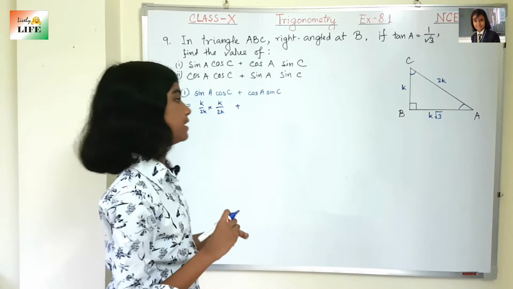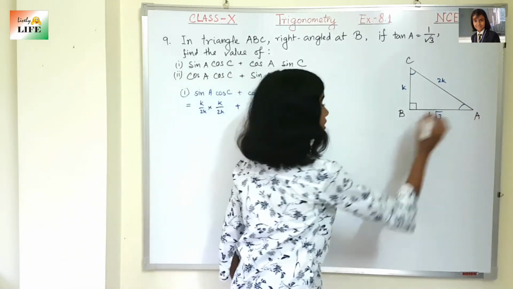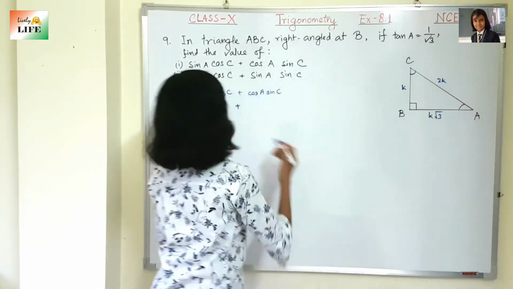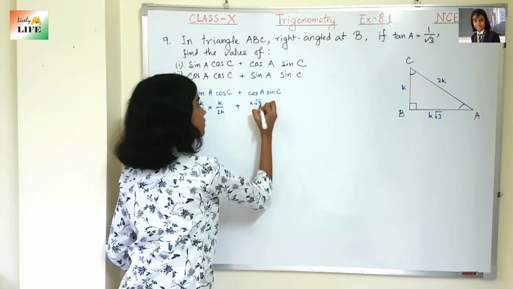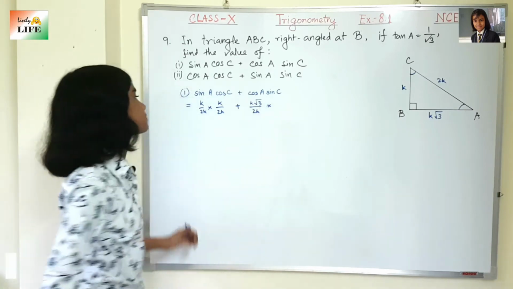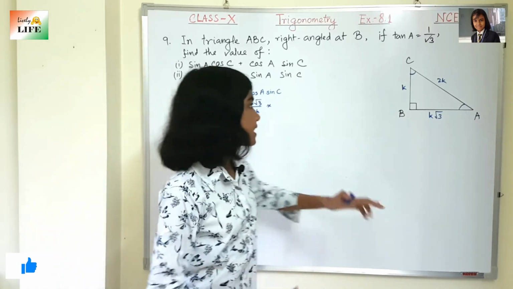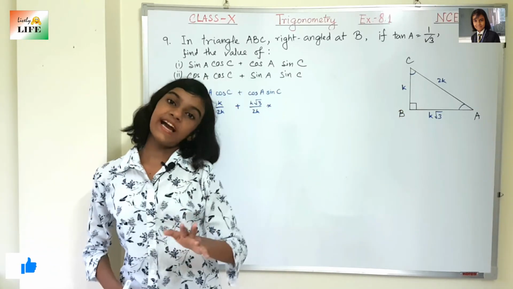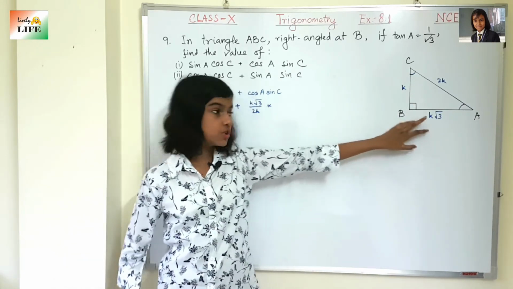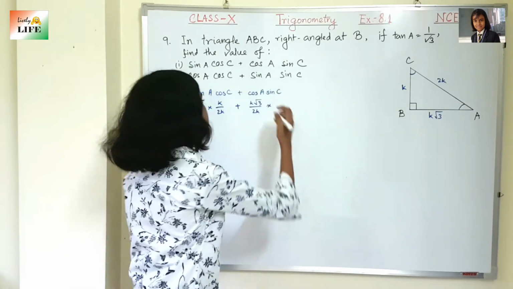Plus cos A. Now in respect to angle A, what is cos? Again base by hypotenuse. So in respect to angle A, which is the base? Now AB is the base. So what is AB? K root 3 by hypotenuse is 2K. Right? Now sin C. So what is in respect to angle C now? What is sine? Sine is perpendicular by hypotenuse. In respect to angle C, which is the perpendicular? AB is the perpendicular. So what is sin C? Sin C will be K root 3 by 2K.